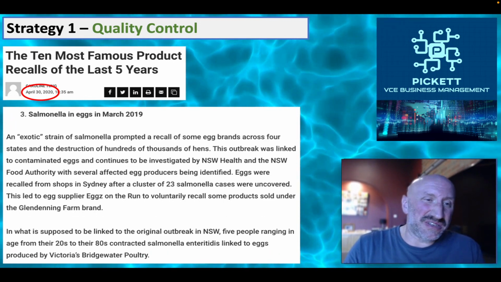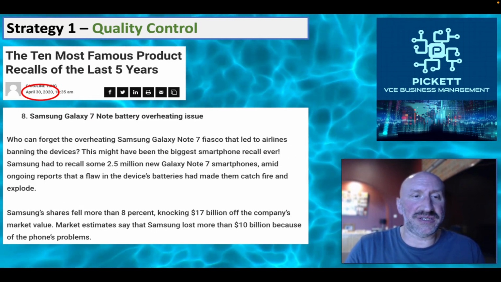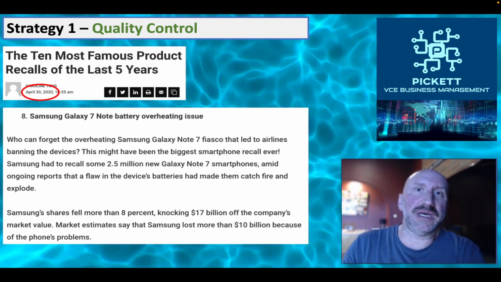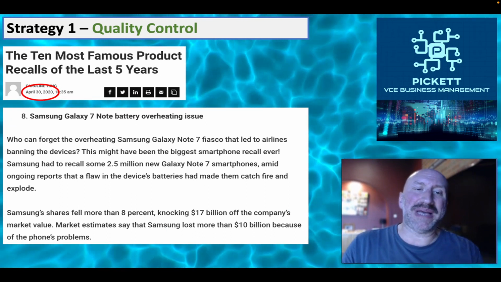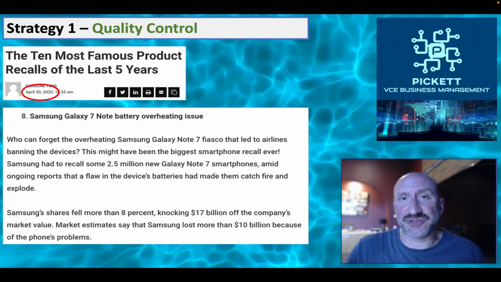Salmonella in eggs, another example there. Again, a real health hazard. I don't know if you remember this one, but the Samsung Galaxy Note 7 battery overheating issue. These things were suddenly lying there. If they were charging, they would just catch fire.